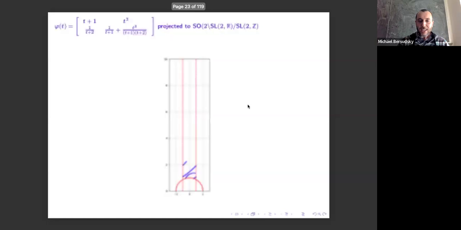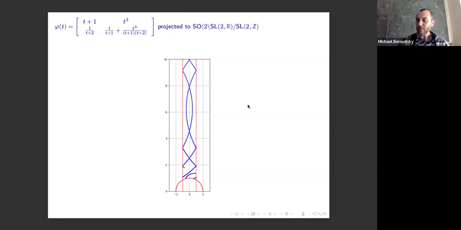It looks like that. And what are we doing? We take some nice compactly supported function on this space and average along this curve.